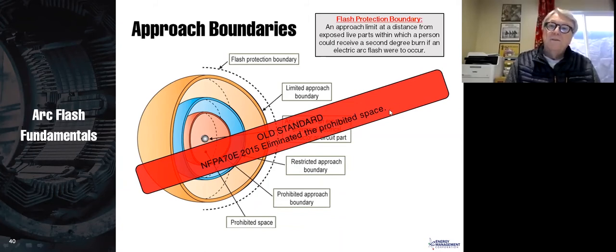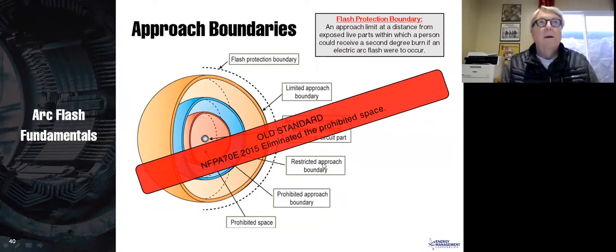Now in 2015, they said, is there really a significant difference in the danger level for the helper and the worker? And they decided, no, there isn't. And therefore they eliminated the prohibited approach boundary. So now I just have the limited approach boundary, which is for the visitors or bosses or what have you. And then the restricted approach boundary, which is for both the helpers and the workers.